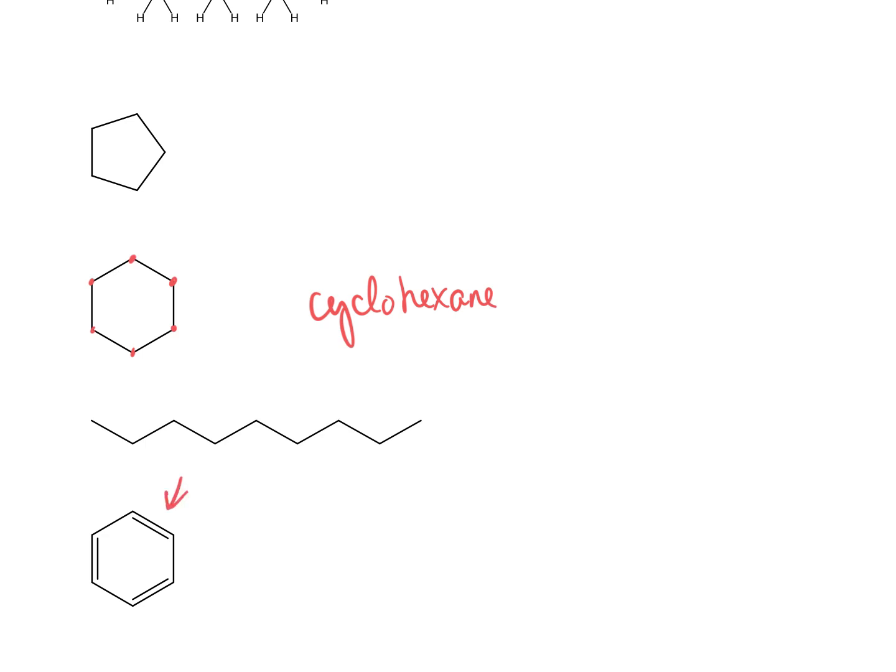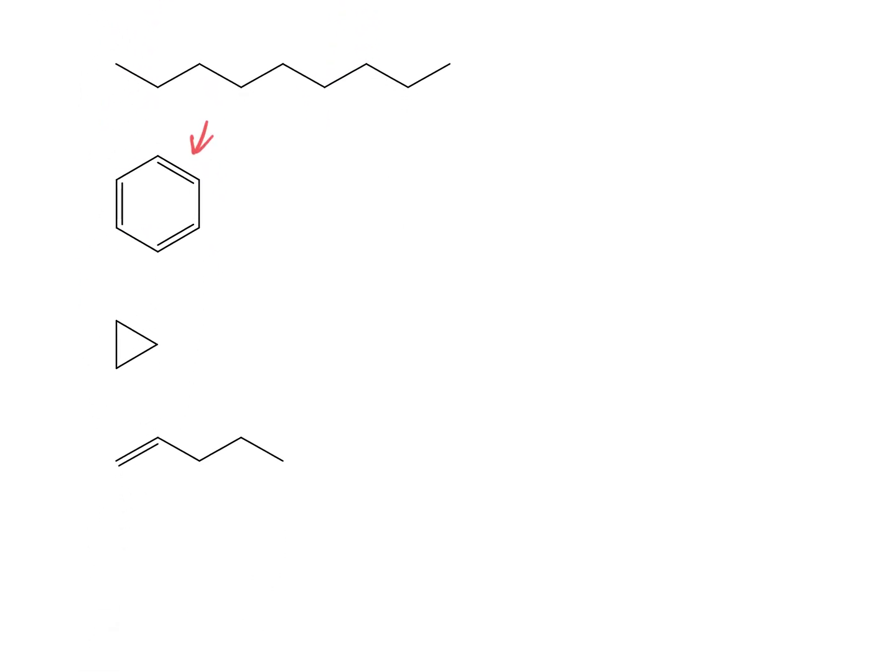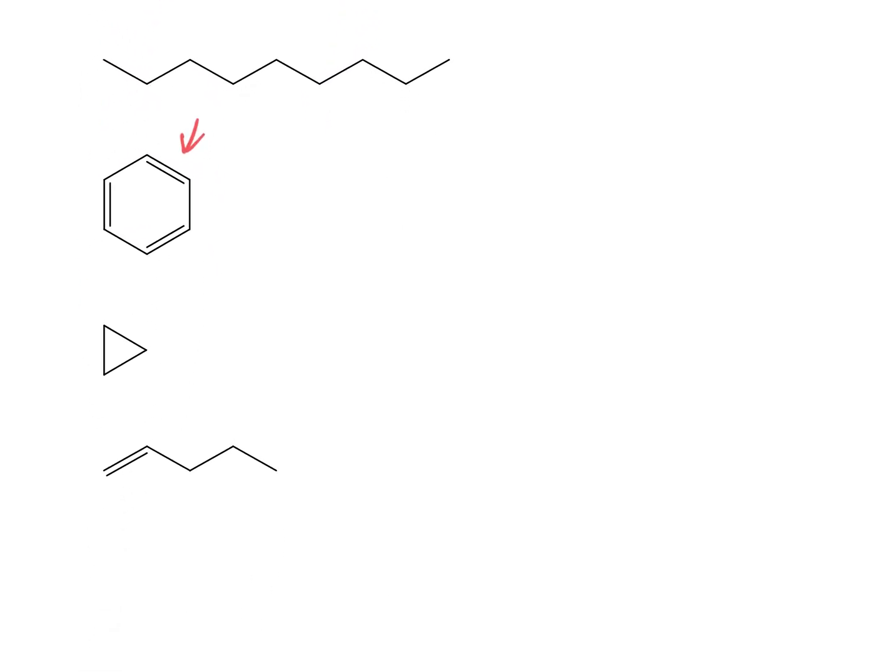This guy has a special name. I'm hoping that you remember that by now. This has 3 carbons, so that turns into a cyclo. 3 carbons is prop, and then there's all single bonds, so that ends in ane, cyclopropane.